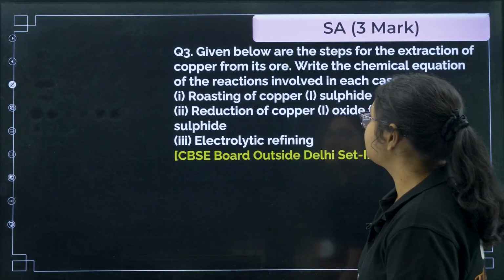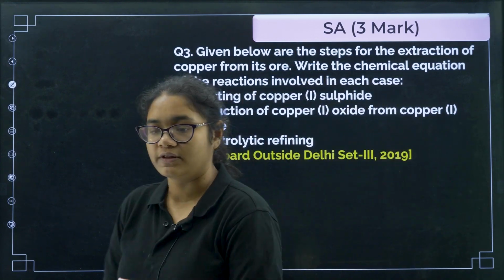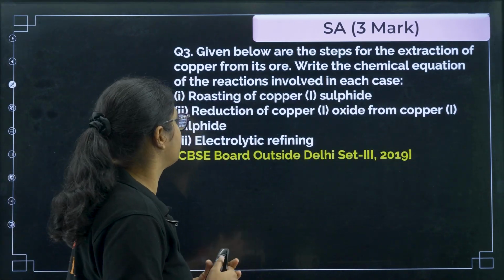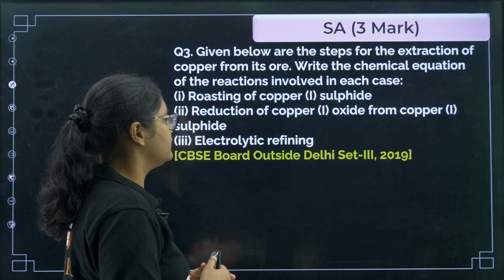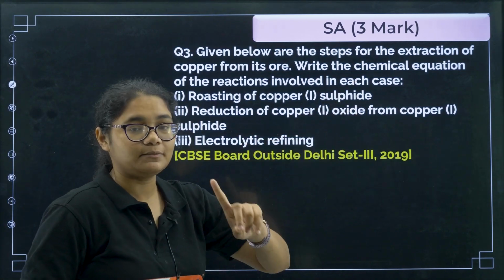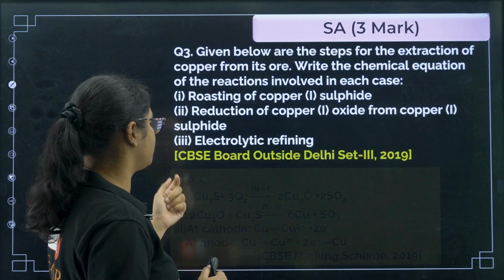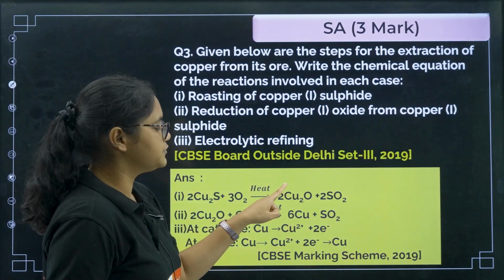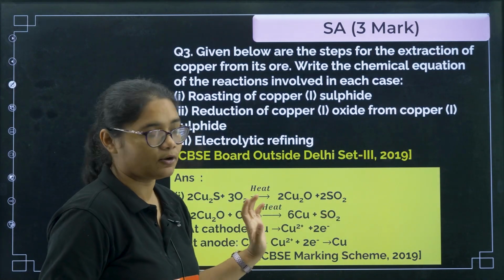Next, given below are the steps of the extraction of copper from its ore. Write the chemical reaction. First, roasting of copper sulfide. So roasting takes place in the presence of oxygen. So you have copper sulfide plus oxygen gives you copper oxide plus sulfur dioxide.